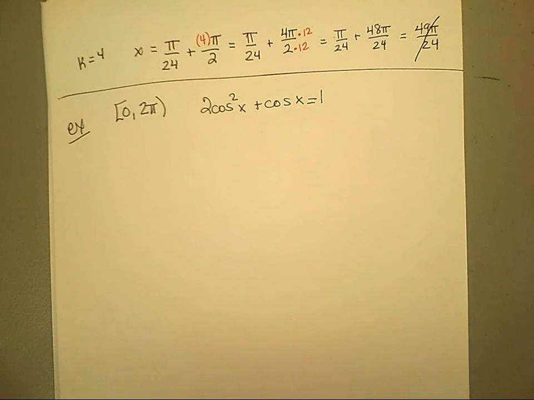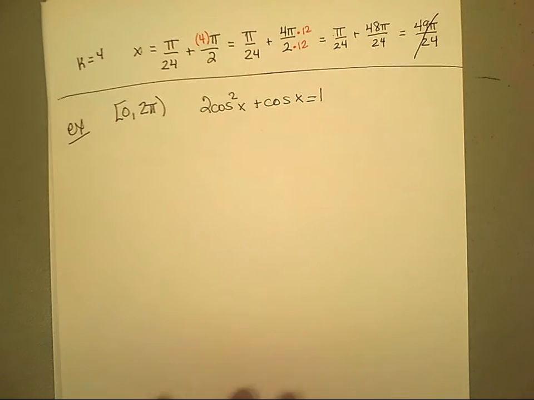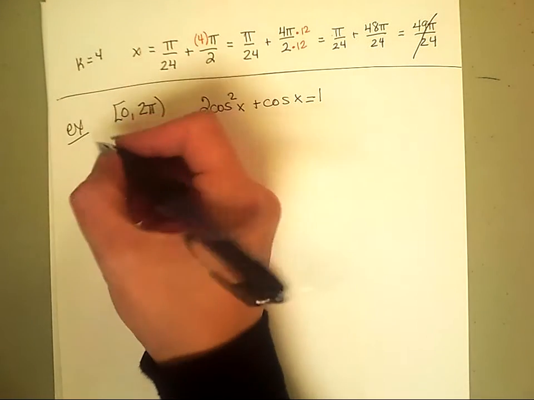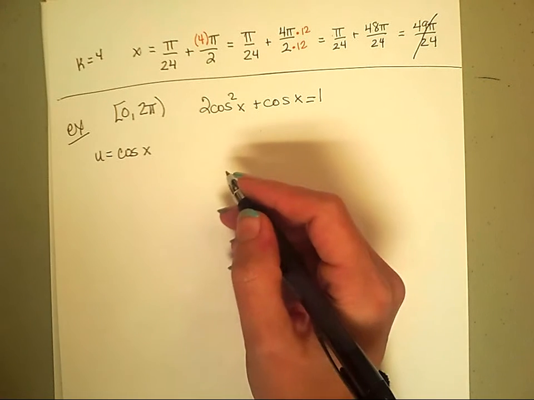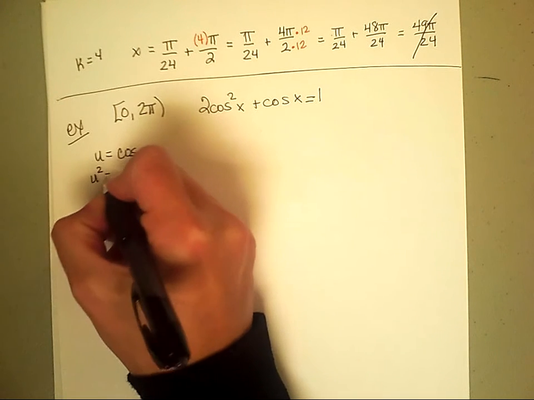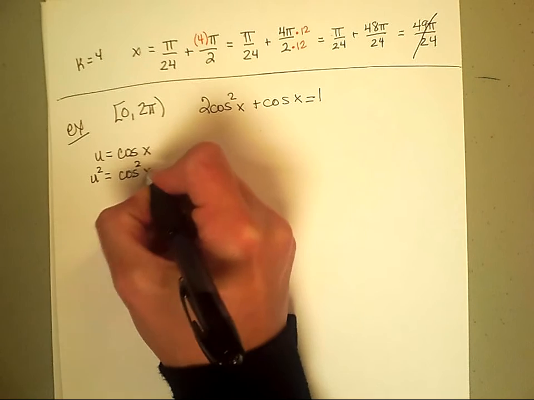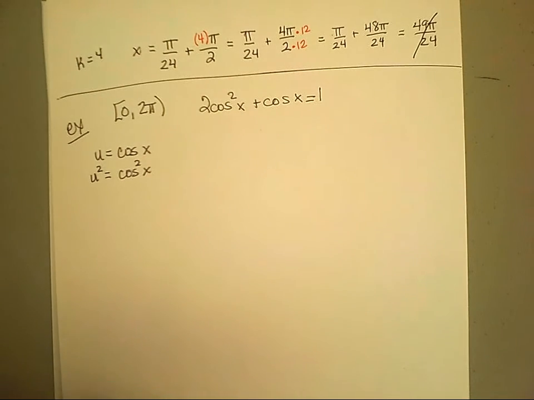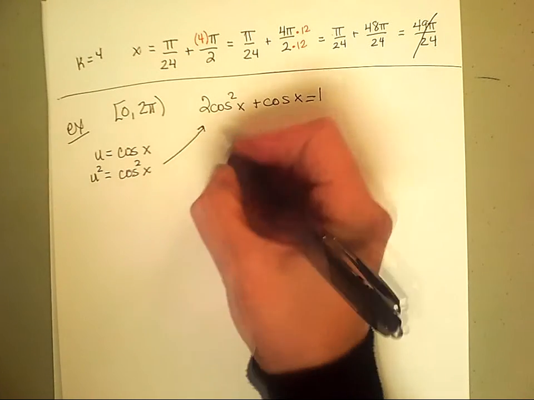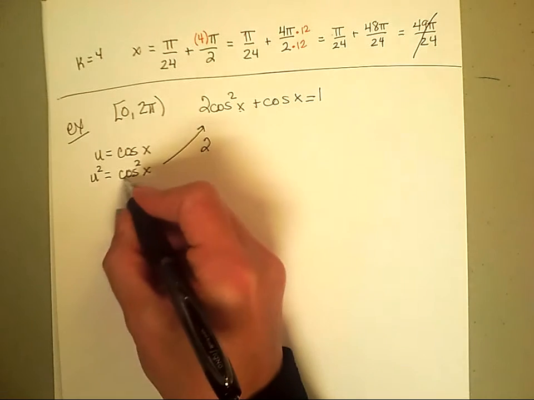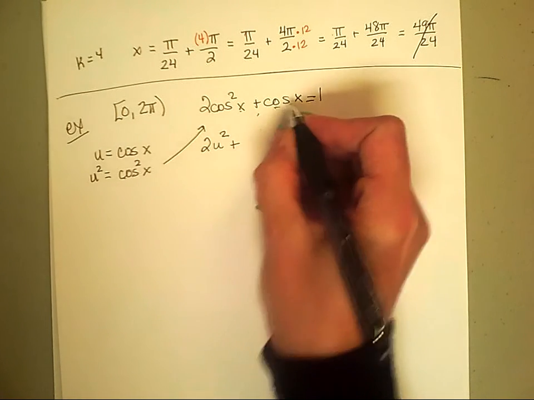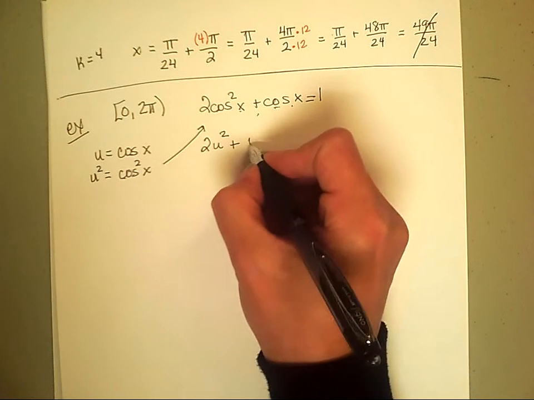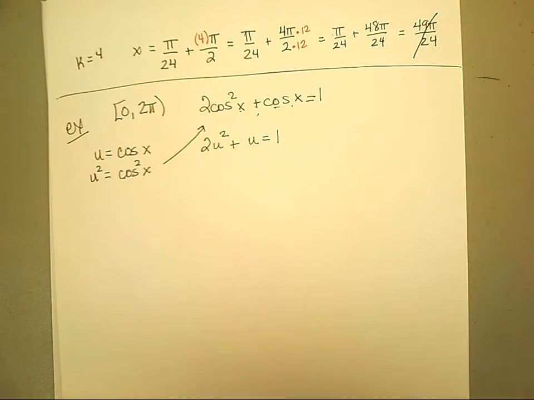Now factoring will work, we can factor with cosines, right, with trig functions. So notice this is of the form, if we let u be equal to the cosine of x, well then u squared is cosine squared of x. Okay. So I can substitute these in here to get 2 cosine squared, well cosine squared is u squared, plus the cosine of x, which is just u, equals 1.